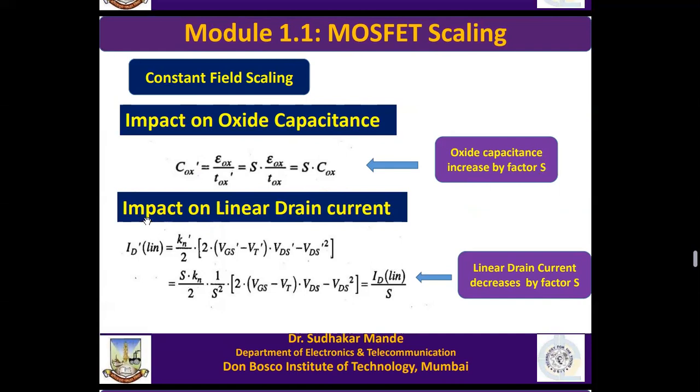Now let us see what is the impact on linear drain current. The linear drain current equation is given by this: ID linear, Kn dash, where Kn dash is mu n Cox W by L. I will just write W by L here for understanding.